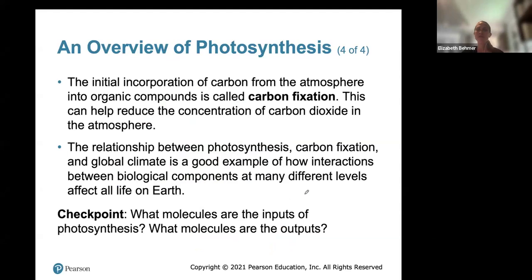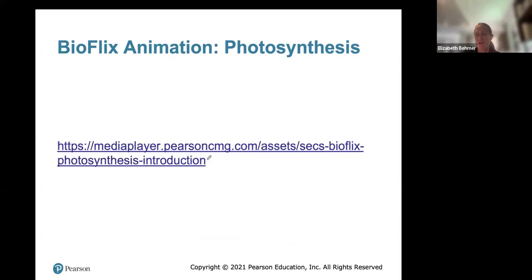So here's the overview of photosynthesis. The initial incorporation of carbon from the atmosphere into organic compounds is called carbon fixation. This can help reduce the concentration of carbon dioxide in the atmosphere. So this is why plants and trees are super helpful for cleaning up the atmosphere. And the relationship between photosynthesis, carbon fixation, and global climate is a good example of how interactions between biological components at many different levels can affect all life on Earth.